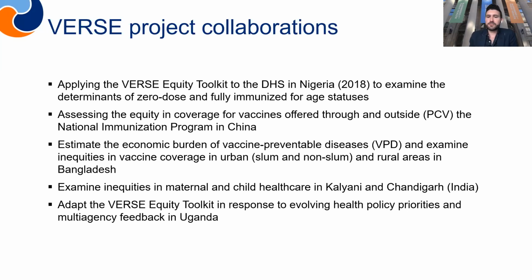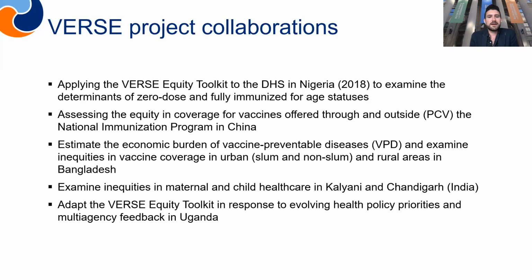So we're going to go over briefly some of the applications of the toolkit. And while we're going over some of those applications, I'll talk through some of the more specific components that are being presented there and how to interpret them. But we've applied the VERSE toolkit to a number of settings so far and are always looking for additional collaborations. So you'll hear a bit about that later. But one example is applying this in detail to the demographic and health survey conducted in Nigeria in 2018, with the goal of examining the determinants of inequity in zero dose status and fully immunized for age.